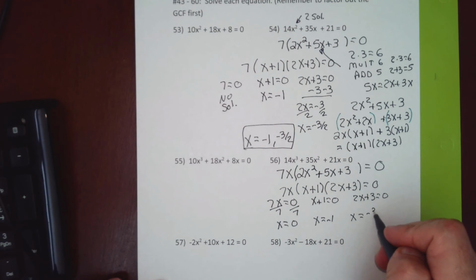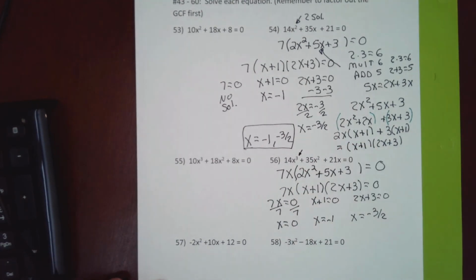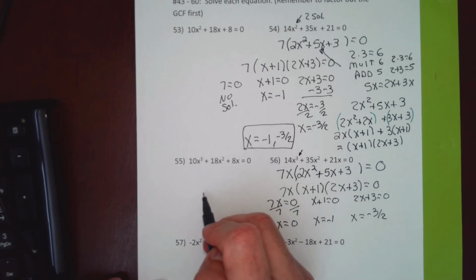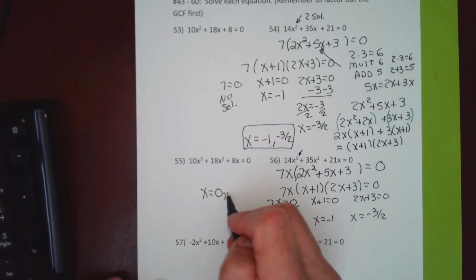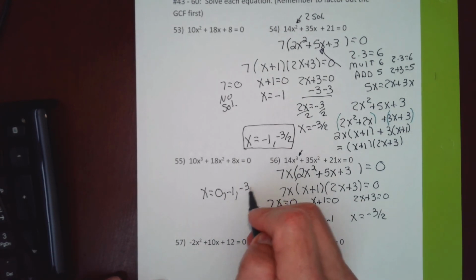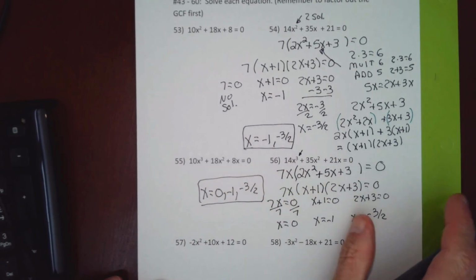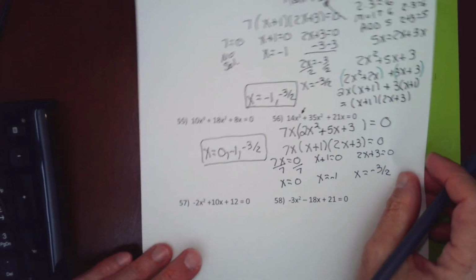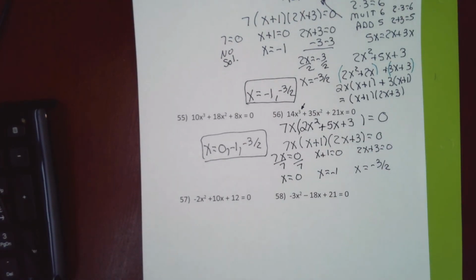So because the original problem had the highest exponent of 3, I expected to get 3 solutions. And the answer to 56 is going to be x equal to 0, negative 8, negative 1, and negative 3/2. Just 2 more problems. Let's do 57 together. It's not particularly hard, and then maybe stop and end this grouping, and then we'll do a part 4.